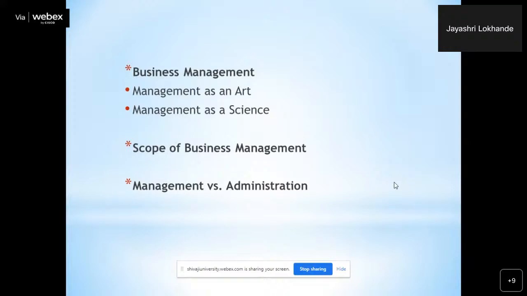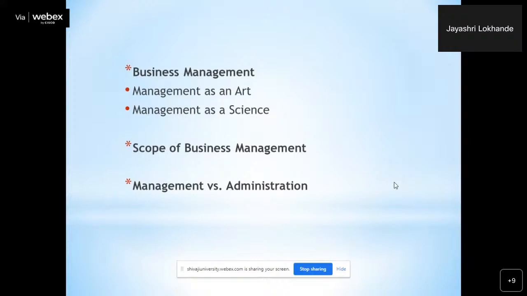Second is authority as a basis for comparison. Management is on the middle and lower level, and administration is only on the top level. So what are the roles? In management, it is the executive role, and in administration there is a decisions role. Management is concerned with policy implementation and administration is concerned with policy formulation.